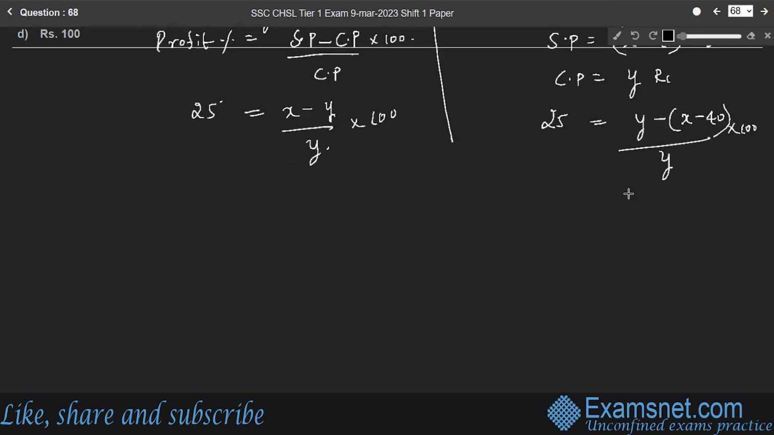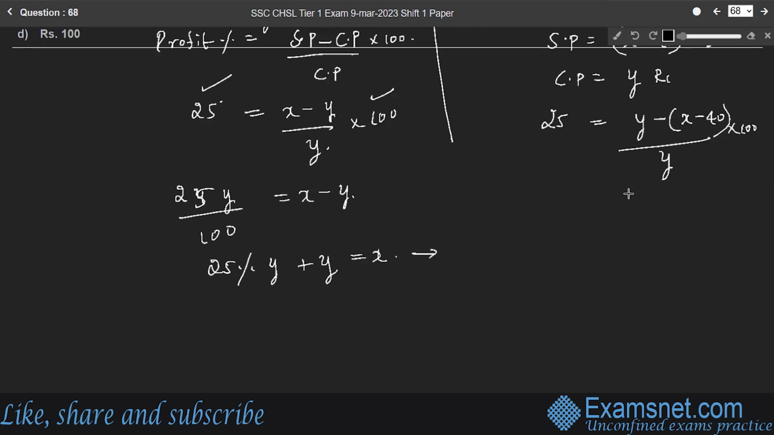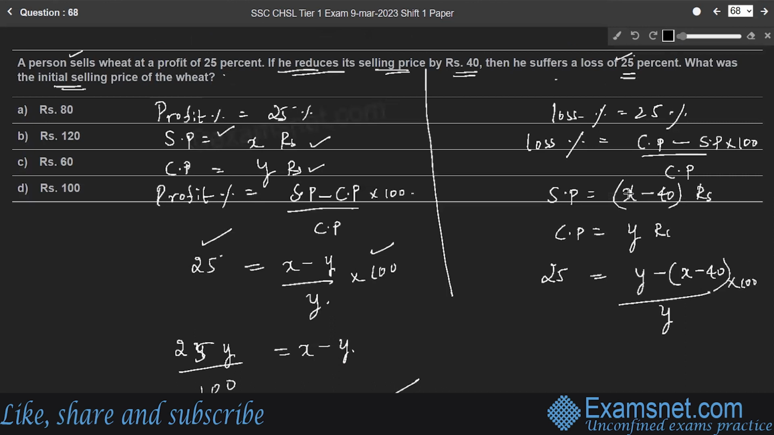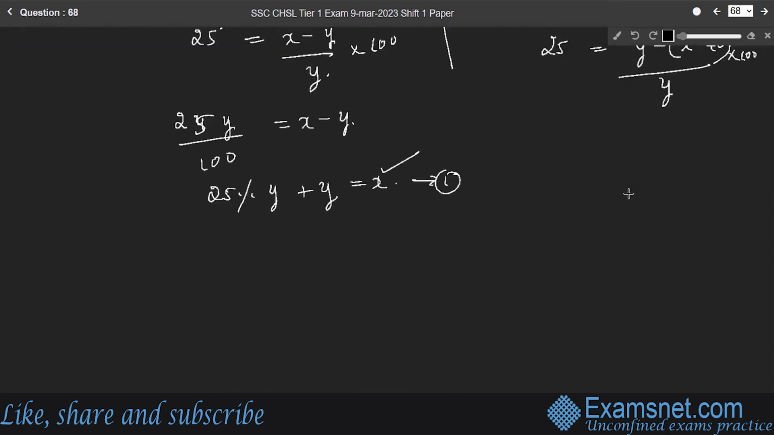So come back to the first part. There was a profit 25. So we'll take 25Y into Y. Take this 100 to the LHS. 25Y by 100 is equal to X minus Y. Or we'll consider it as 25% of Y plus Y is equal to X. Consider this as equation 1. By taking value of X as 25% of Y plus Y. Right? So where X is initial selling price. Right? So here, what is Y then?